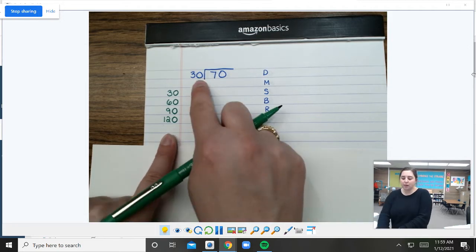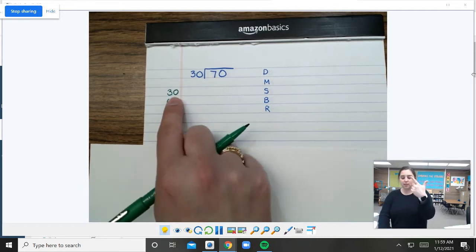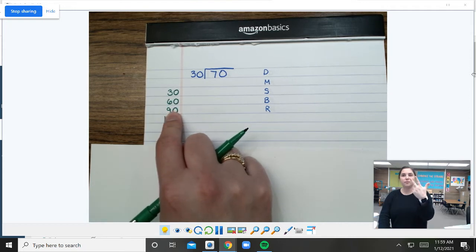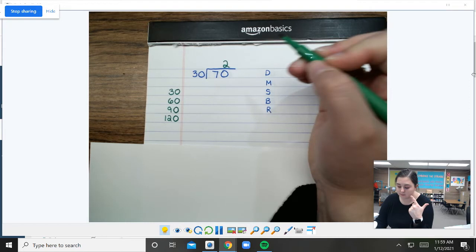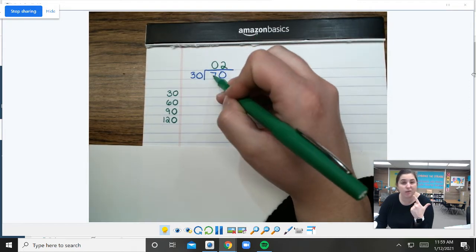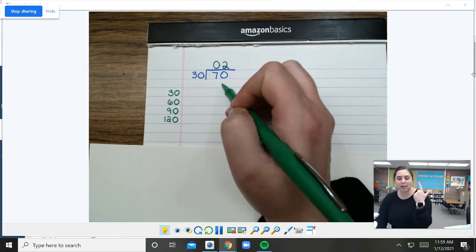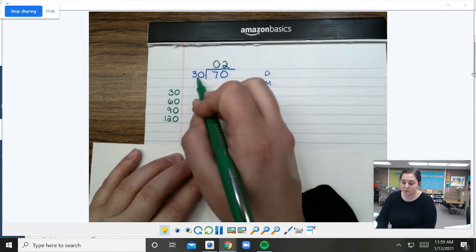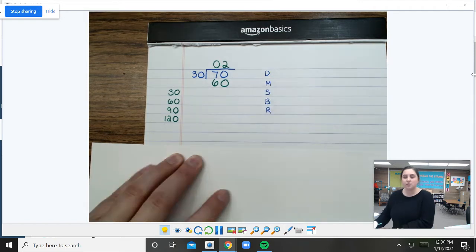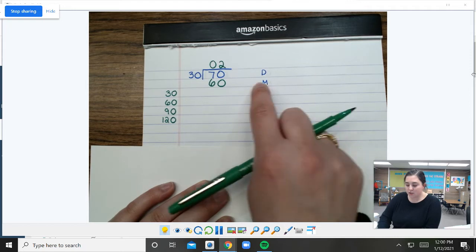Okay, so let's see, how many times can 30 go into 70? 30, 60, 90. Oh, 90 is too much. So 30, 60, it can go in 2 times. Actually, I should have put a 0 here because 30 can't go into 7 at all. So 30 goes into 70 2 times. Did I hit 70 exactly? No, I hit 60 because 2 times 30 is 60. That's why I write that below. Coming back to you. So I just did the multiplication. 2 times 30 is 60.